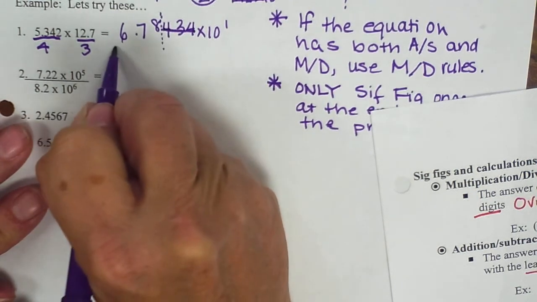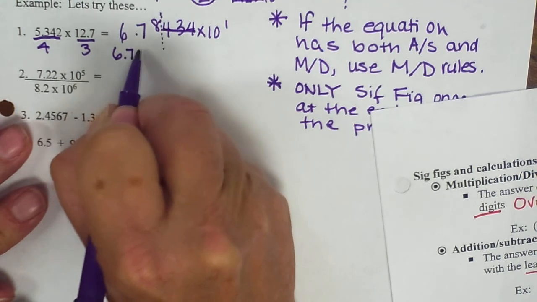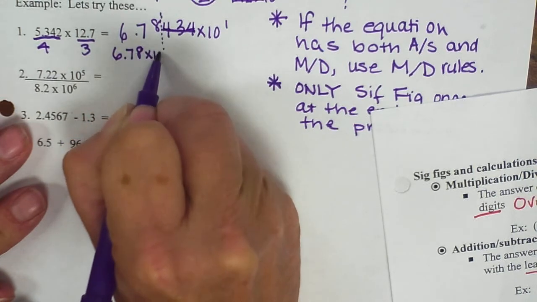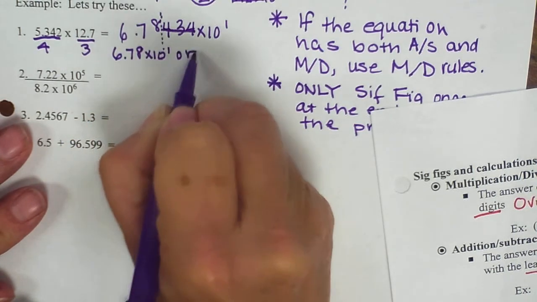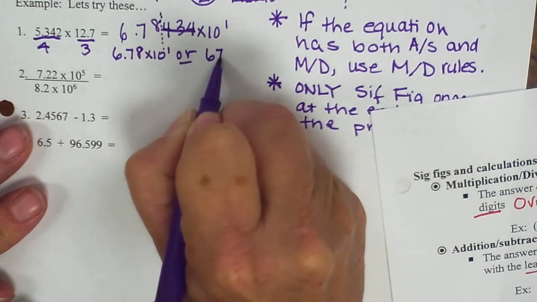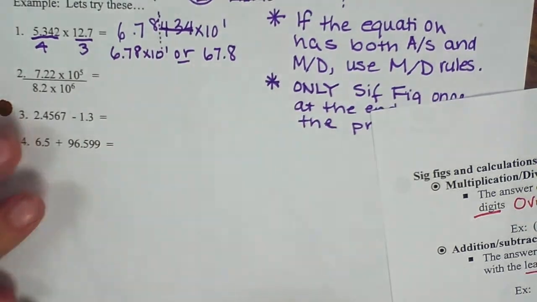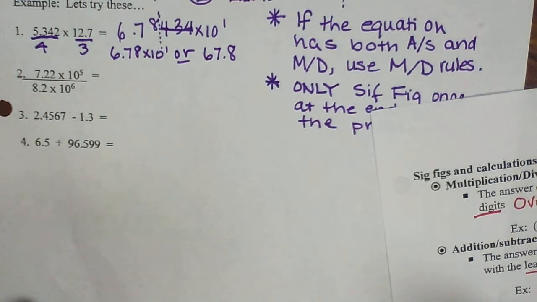So my answer is 6.78 times 10 to the 1, or 67.8. Would that be acceptable on a test? Would I be allowed to do that? I would. It's lower than 99, so that would be okay. Miss Paxton would say that's fine, 67.8. That's good. We can do that, okay?